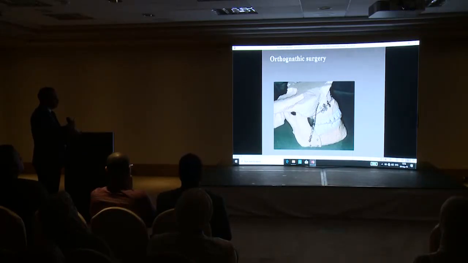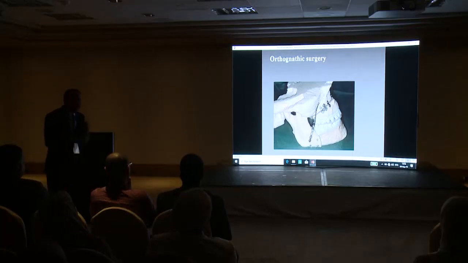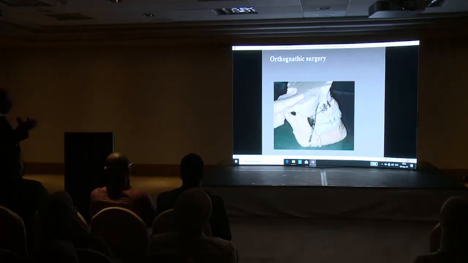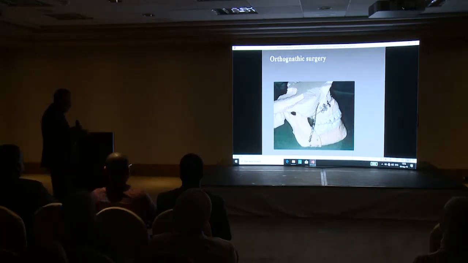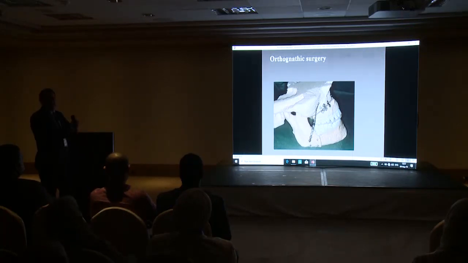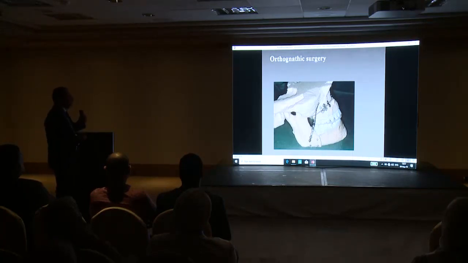What we do in orthognathic surgery is we separate the two bearing areas of the jaw from the cranial base, put them in a new position, and fix them with plate and screw. You see here the plate after Le Fort 1 osteotomy. We can do this in the mandible. We have many osteotomies, but I will not go into details in this. Here we have Le Fort 1 osteotomy.